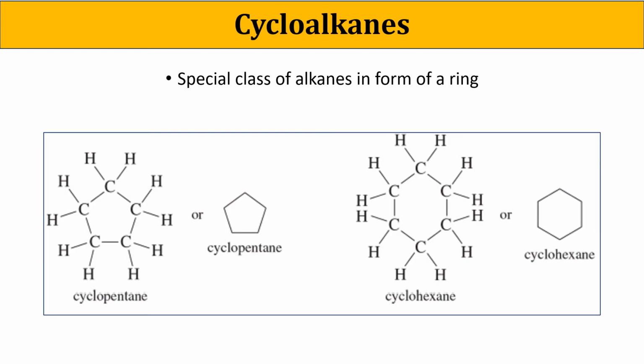Cycloalkanes are a special class of alkanes in the form of a ring. The figure shows the Lewis structures and the line angle formula of cyclopentane and cyclohexane, the cycloalkanes containing 5 and 6 carbon rings respectively. Alkanes are the major component of heating gas, natural gas and liquefied petroleum gas, gasoline, jet fuel, diesel fuel, motor oil, fuel oil and paraffin gases.